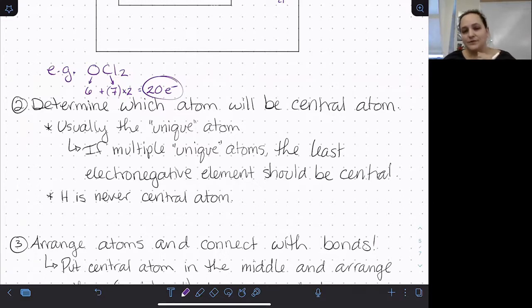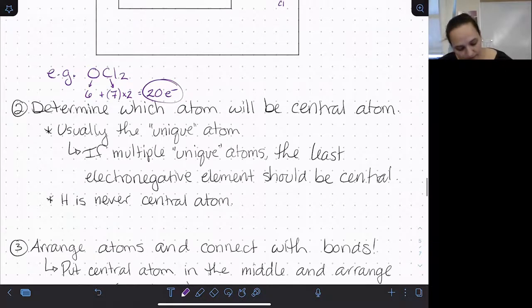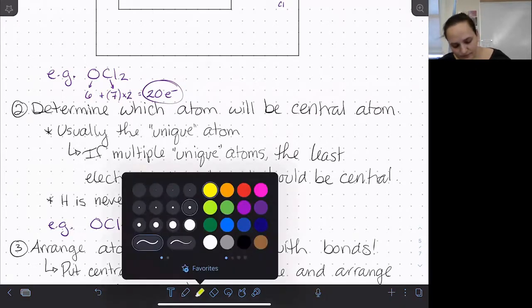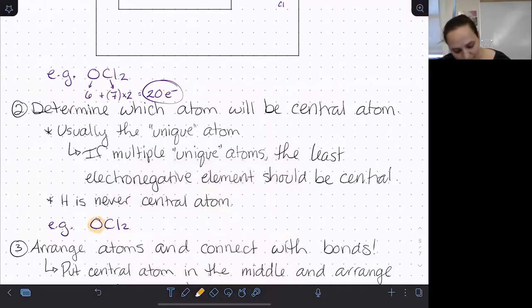So looking at this formula, for the example that we're working through here, for OCl2, there are 2 chlorine atoms. So chlorine is not unique in this formula. It is not one of a kind, but there is only one oxygen atom. So that's all I mean when I am referring to something as a unique atom, is that its invisible subscript is 1.